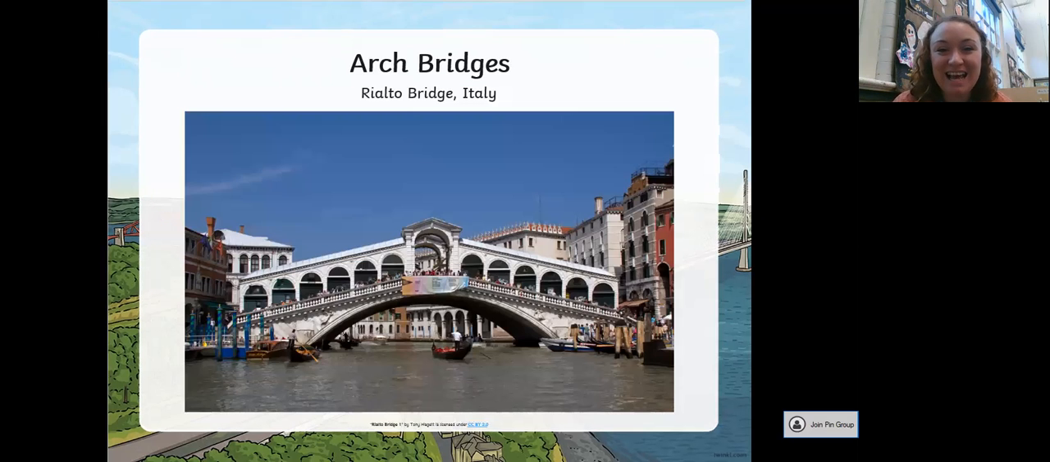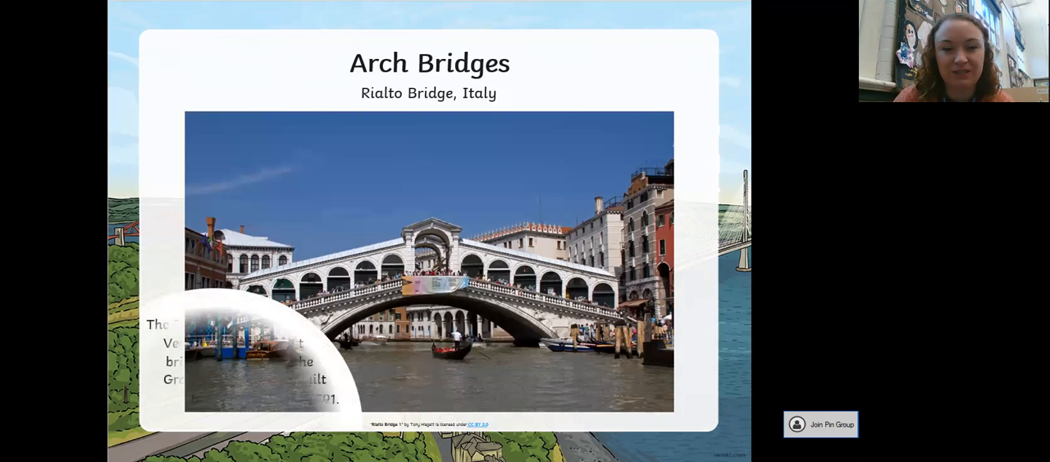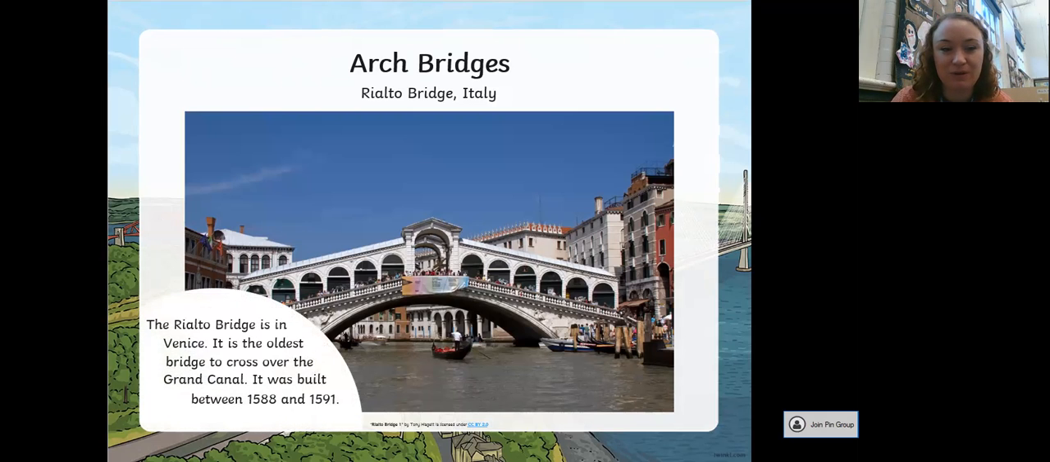Here it is, the Rialto Bridge from Italy. I've been on this bridge. It's incredibly old. One of the oldest bridges, in fact. The oldest bridge to cross the river in the Grand Canal in Venice.